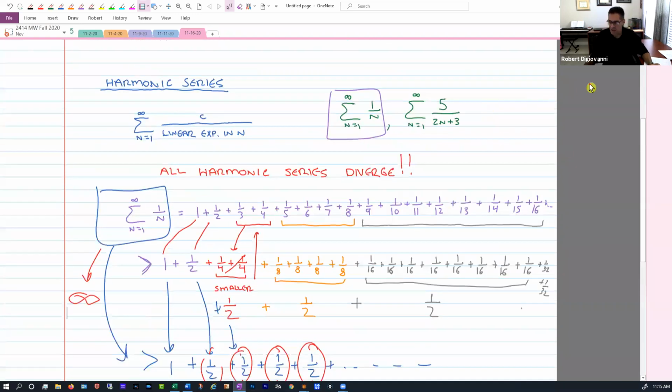All right, let's move on to telescopic. So this last group that we're going to look at here, telescopic or collapsing series. These, if they converge, because sometimes they do, sometimes they don't, if they converge, we can find the sum.